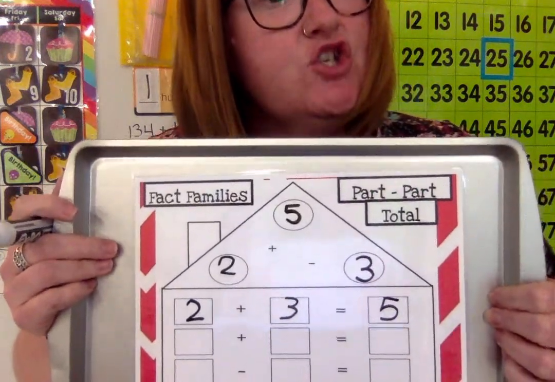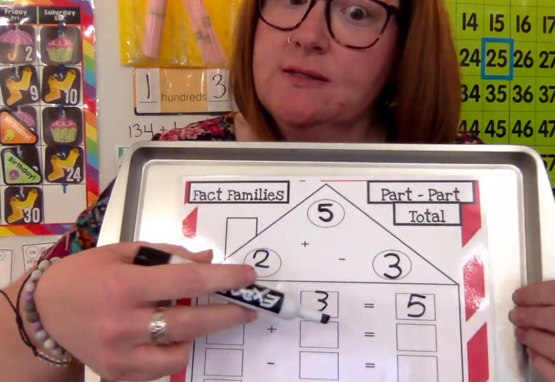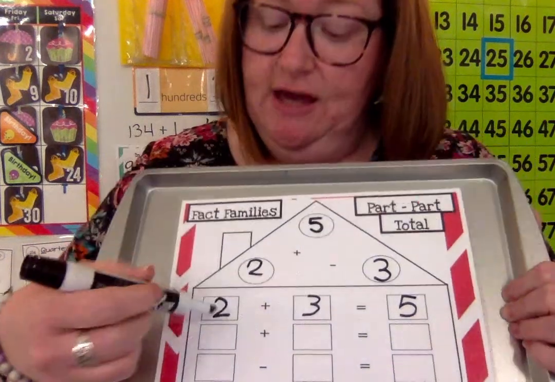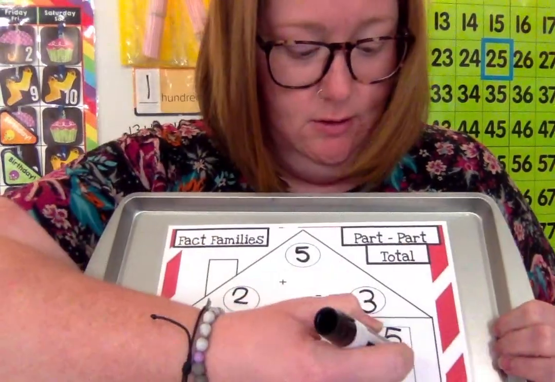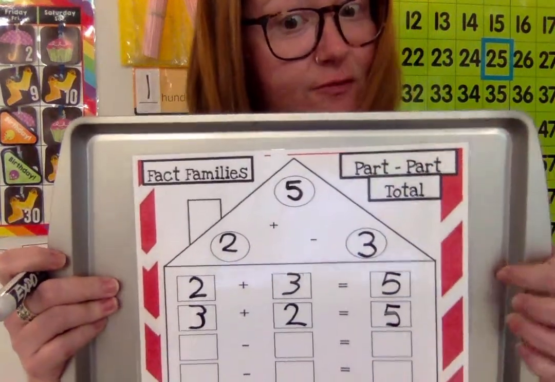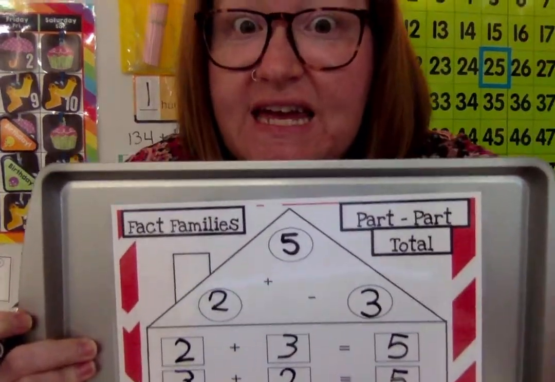Then we can think about its turnaround fact. So that means we turn it around, right? We start with the other part. 3 plus 2, right? Because does it matter if I do, I dropped some sticks, it's okay. 2 and 3, I still have 1, 2, 3, 4, 5 fingers. Or I could do 3 and 2. 1, 2, 3, 4, 5 fingers. Both ways still equal 5.